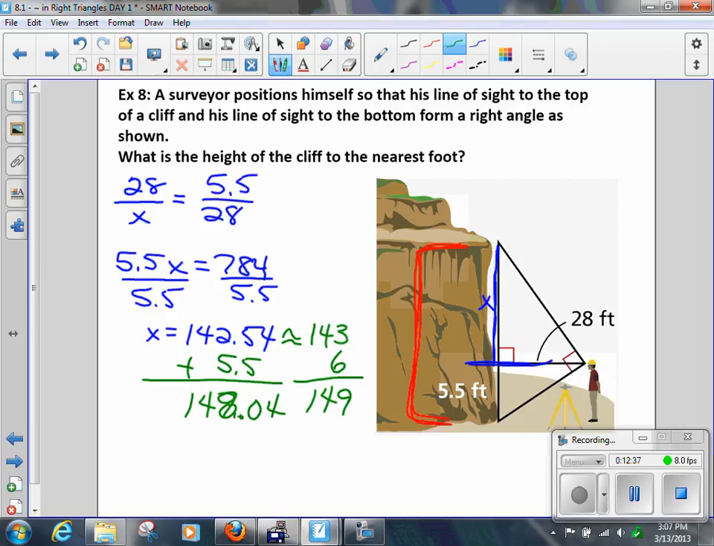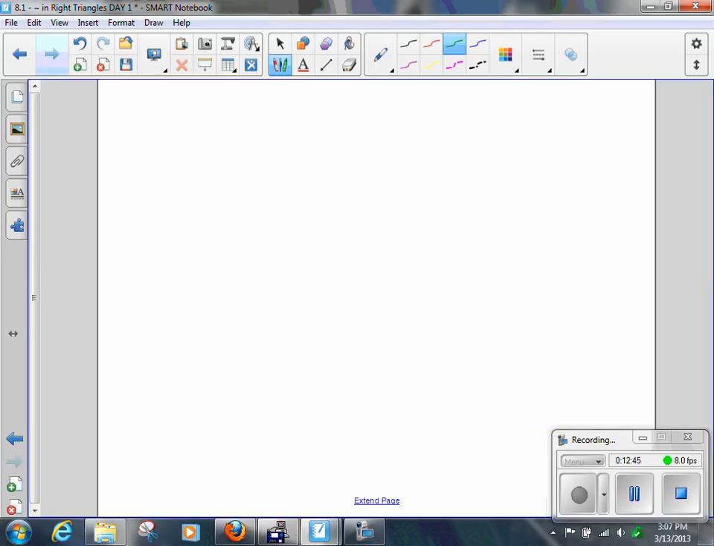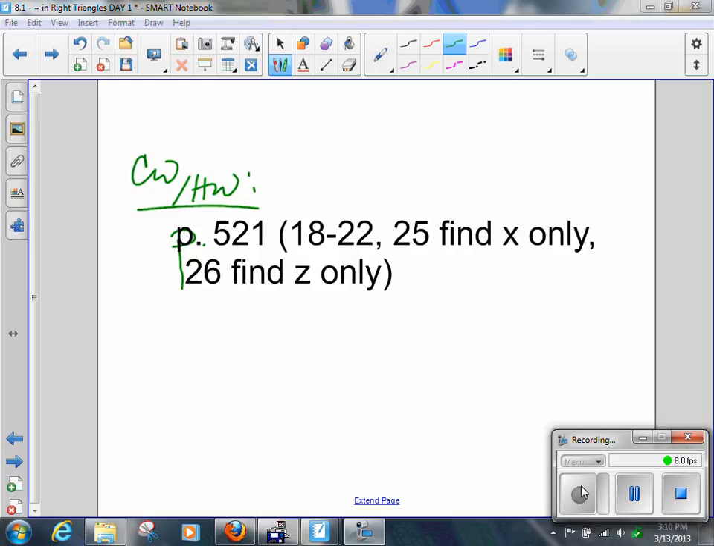No, doesn't matter. That's a good question. Very good question. Do you have another page? No? All right, so here's what you're going to do for me. Because you've got to understand what to do here, folks. When you look at 18 through 22, that's finding your geometric mean of the two numbers, just like you did yesterday. And then number 25, I want you to find x only. Ignore y and z. Just find x.